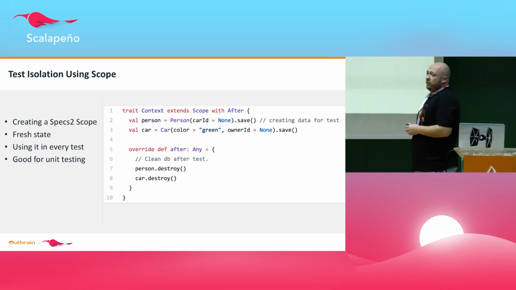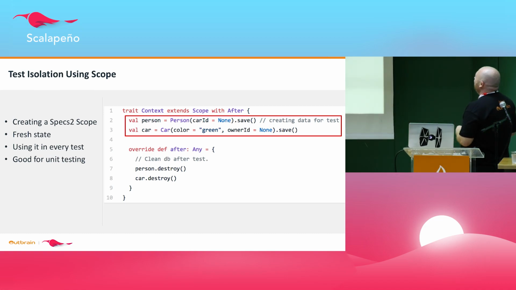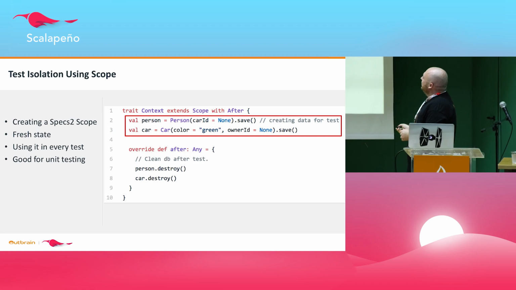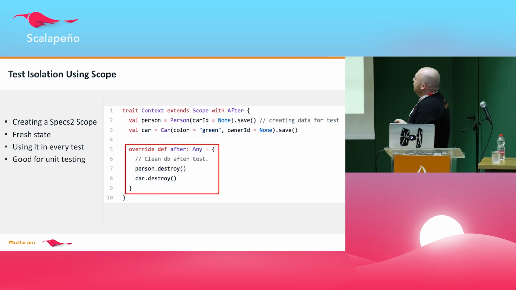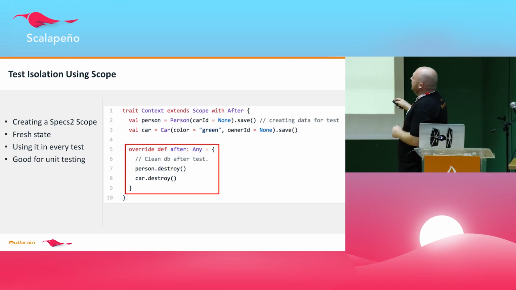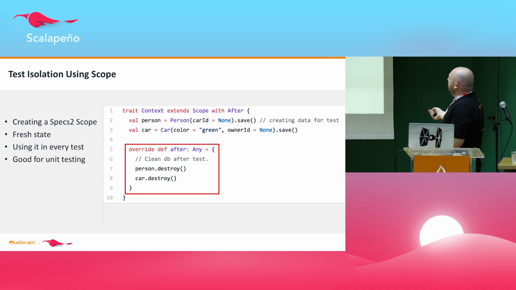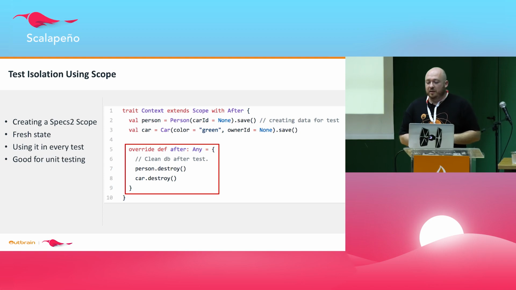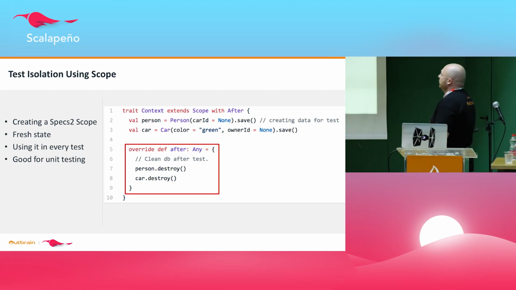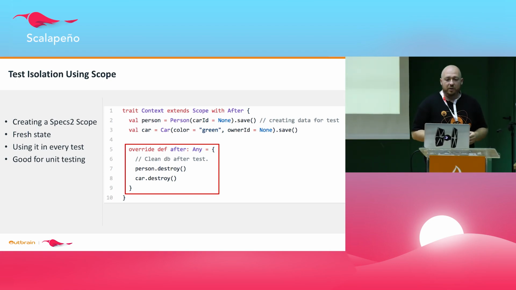And we used Specs2 Scope trait to do that. What we have here, again, is a section that initializes our test data, and a method we override called after, which cleans up the database. And I didn't say that before, but we extend the Scope trait from Specs2, and the After trait. We mix in the After trait to override the after method. What it gives us is a fresh state for each test. We have a brand new person and a car we can use in each and every test. And how we use it is like so.